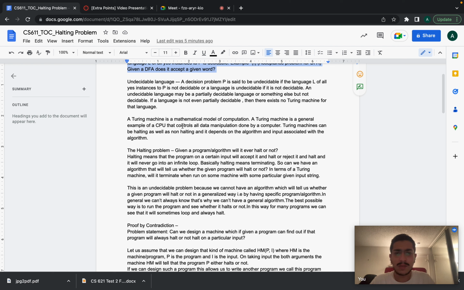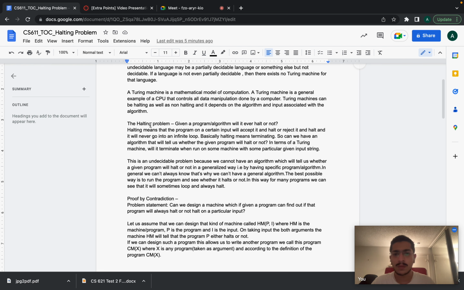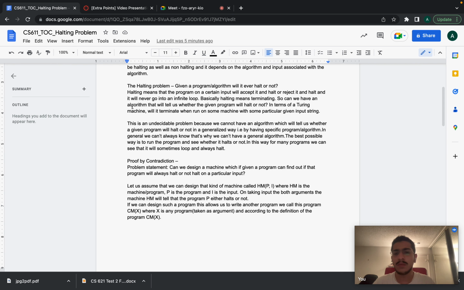Then a Turing machine is a mathematical model of computation. A Turing machine is a general example of a CPU that controls all data manipulation done by a computer. A Turing machine can be halting as well as non-halting, and it depends on the algorithm and the input associated with the algorithm. So now we're going to move to the main topic, the halting problem.